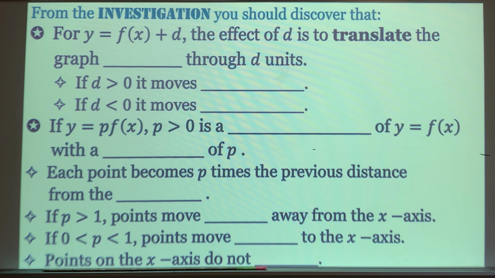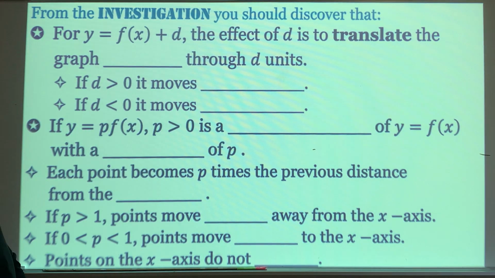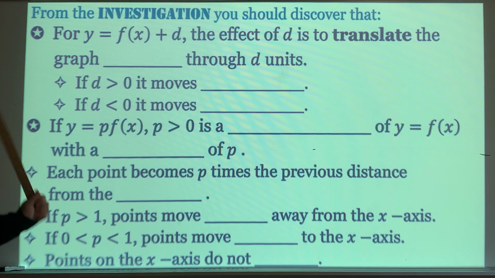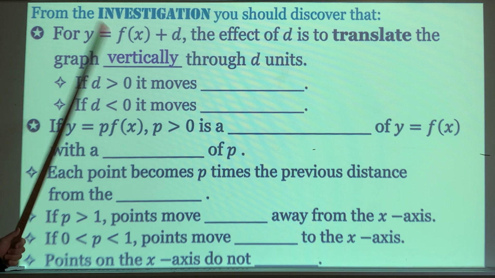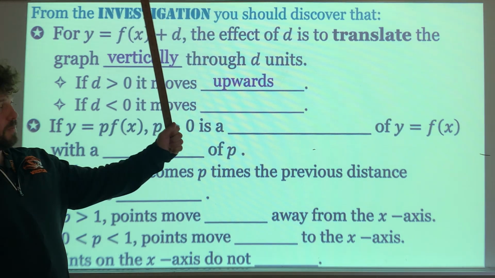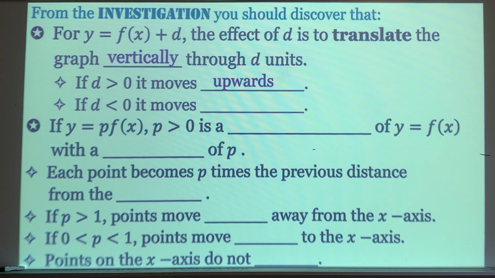So from the investigation that we just conducted, and this is all you guys learning for yourselves, we noted that for y equals f of x, the effect of d is to translate the graph vertically through d units. So if d is greater than 0, your graph moves upwards, and if d is less than 0, your graph moves downward. That was the first part.